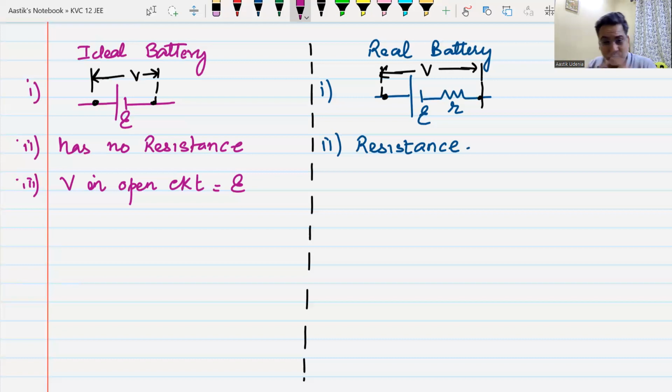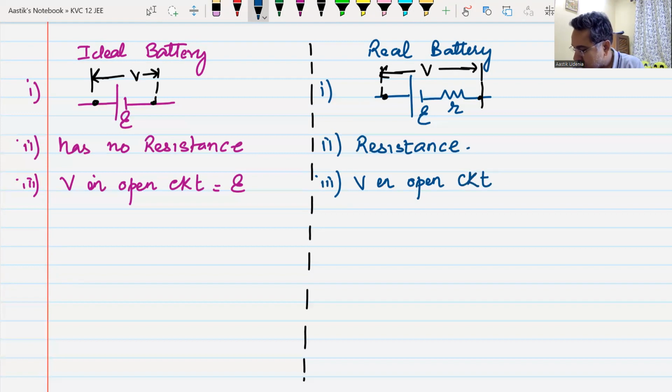Now, when the battery is in open circuit, it is not connected to anything. This V, which is the potential drop across the battery, is equal to the EMF of the battery. What about this real battery? This V in open circuit is again always equal to E, which is the EMF of the battery. Instead of writing it as E, I can write the EMF.